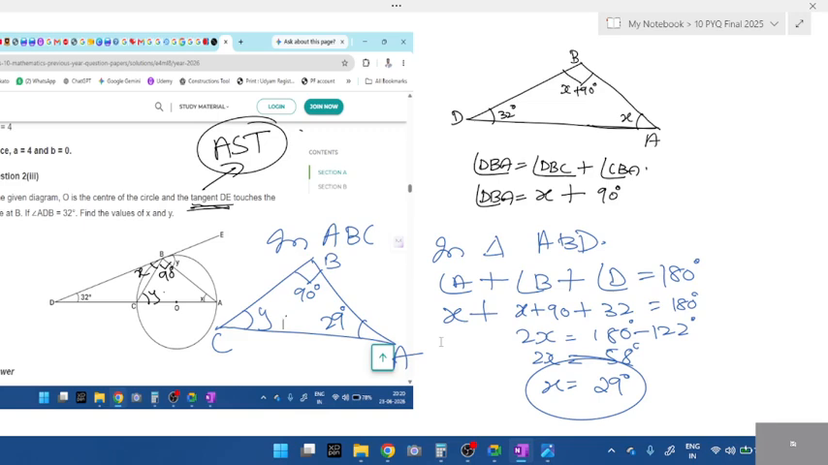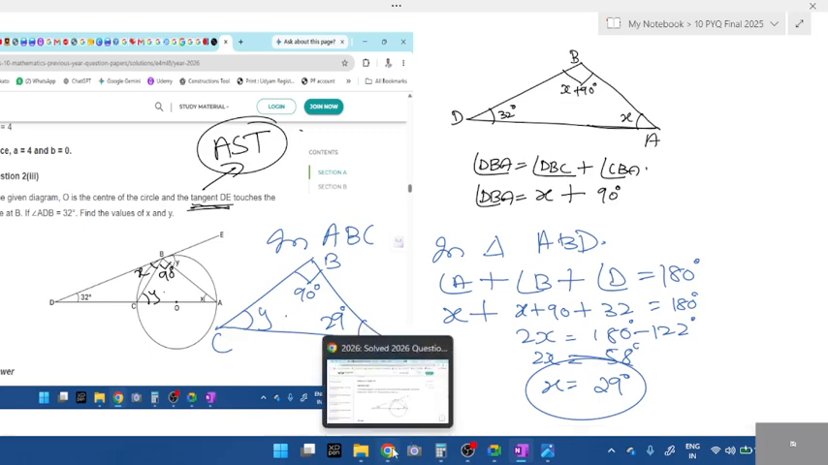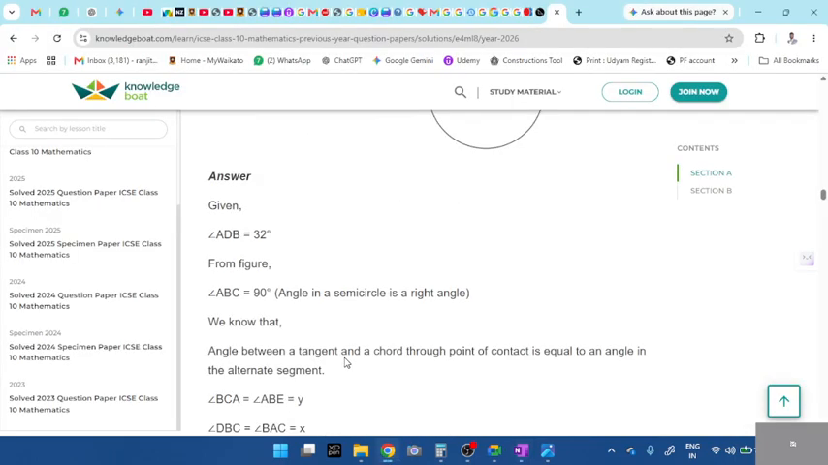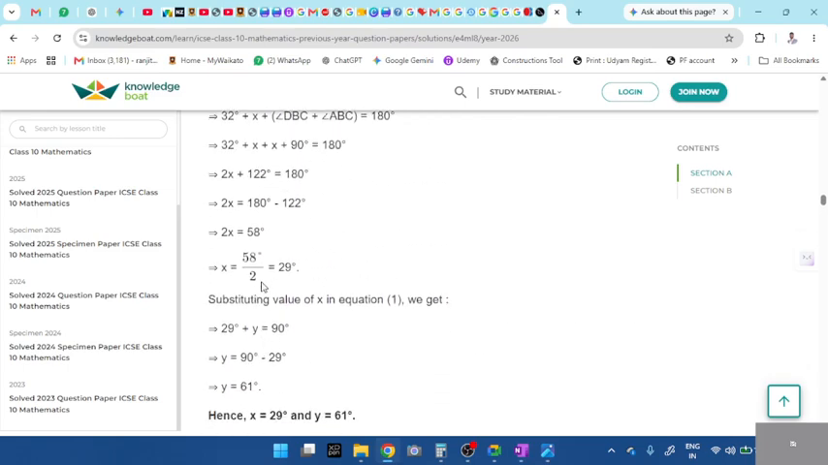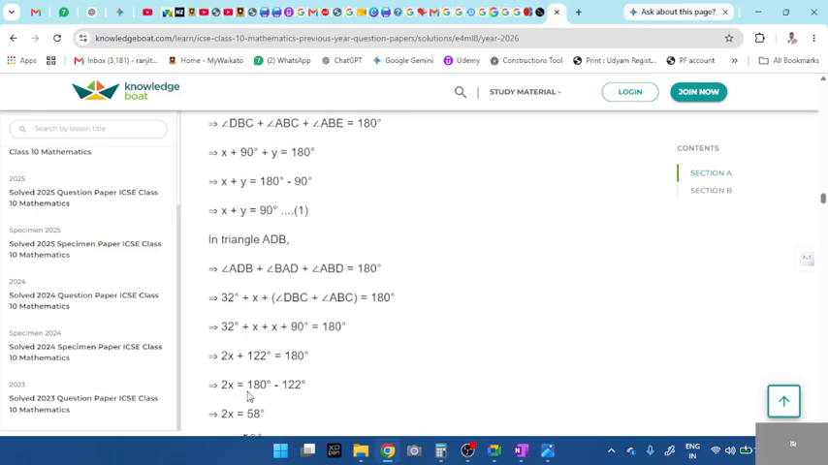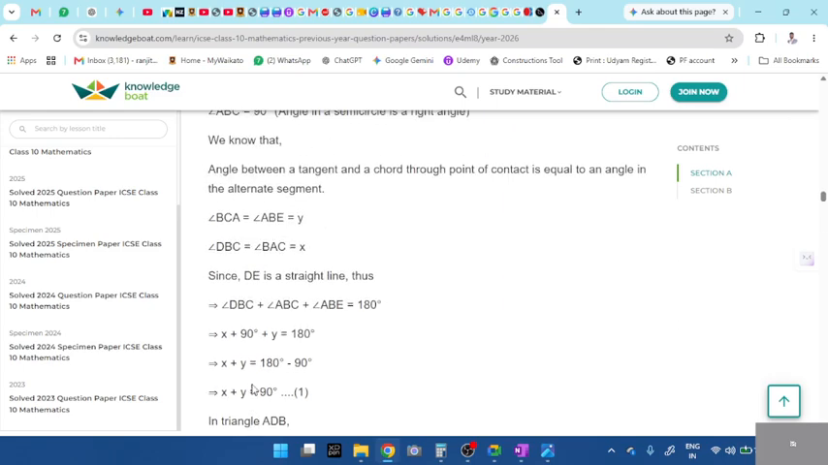Okay, 61 is the answer. 29 and 61. Can you see the answer, 29 and 61? X is equal to 29, Y is equal to 61. What kind of value have they given?